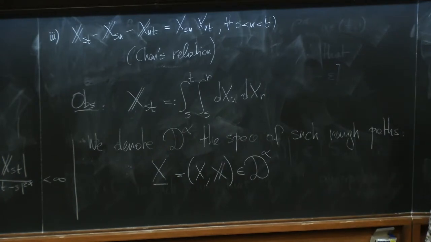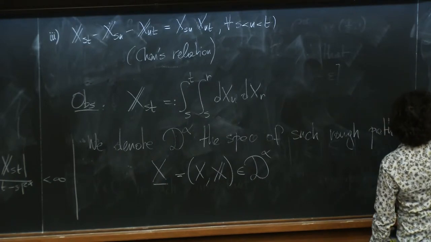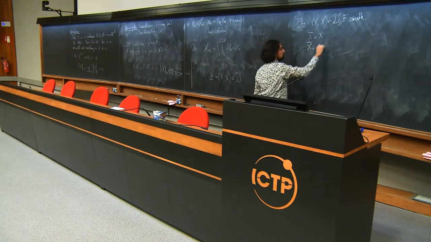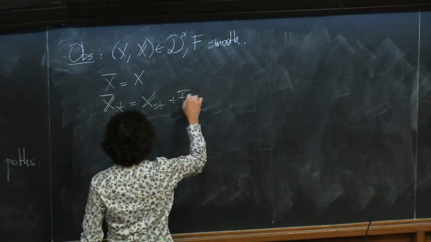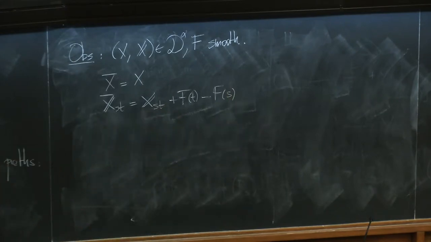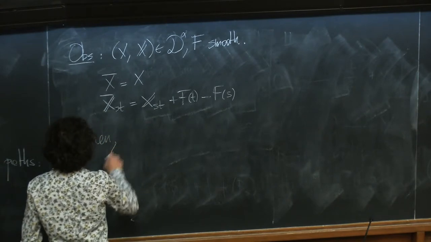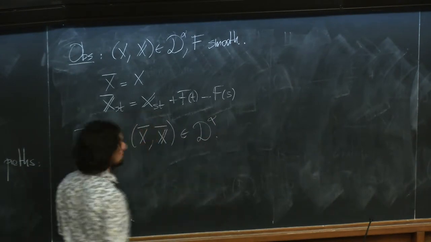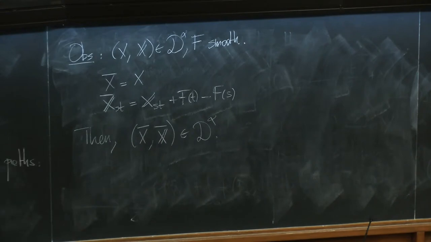So let's take a rough path and a smooth function f. Then I can build a different path, and this will satisfy the Chen relation. So given a path X, there is no unique way to construct this double integral. Okay.